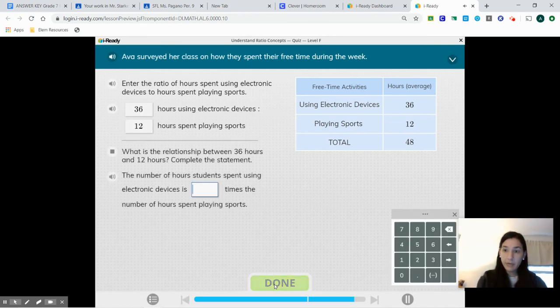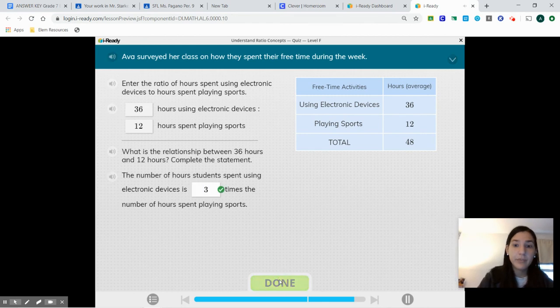Now we're going to think about that relationship. What is the relationship between 36 hours and 12 hours? And to go from 12 to 36, we know that it's going to be 3 times. So we're going to type 3 times in there, and we're done.